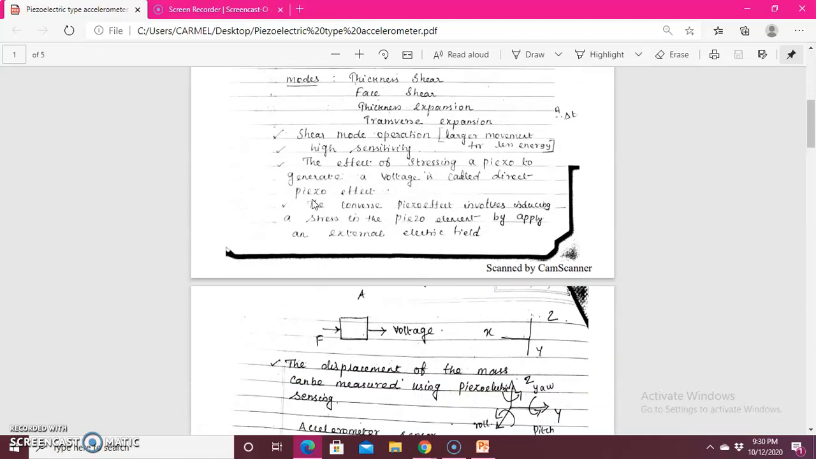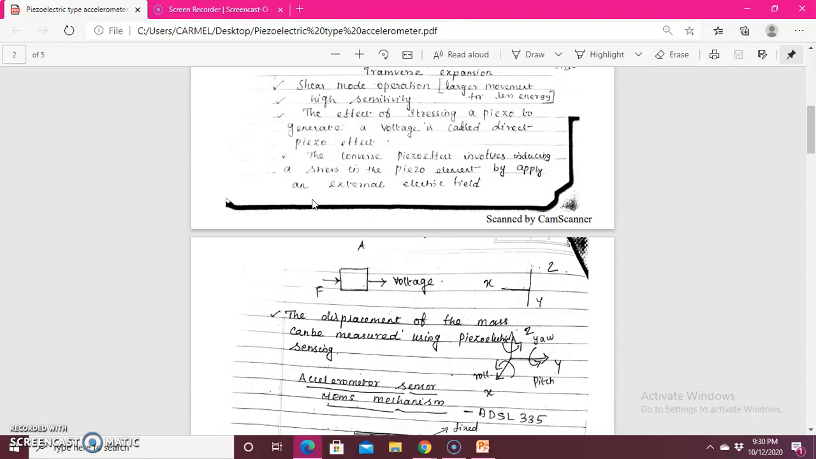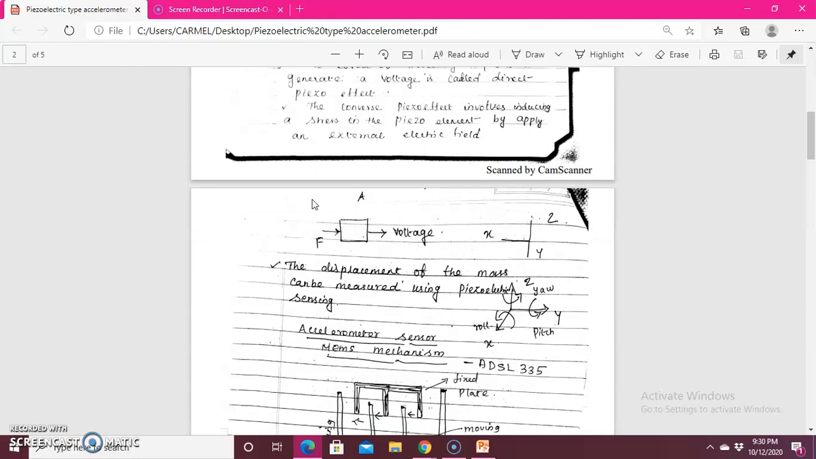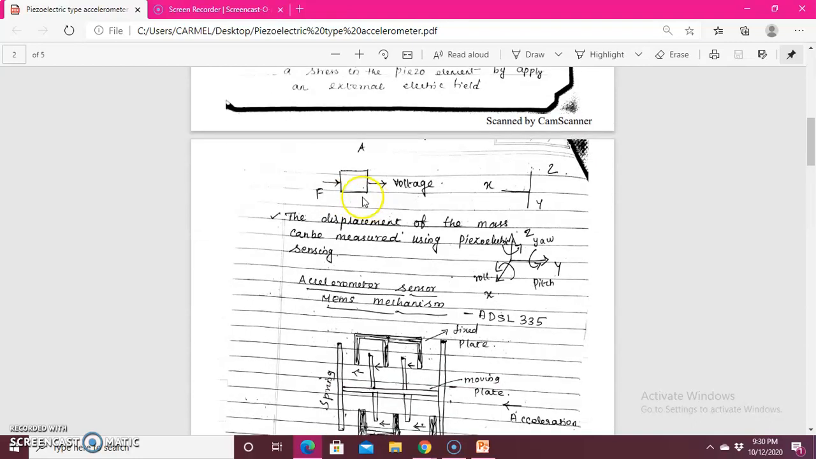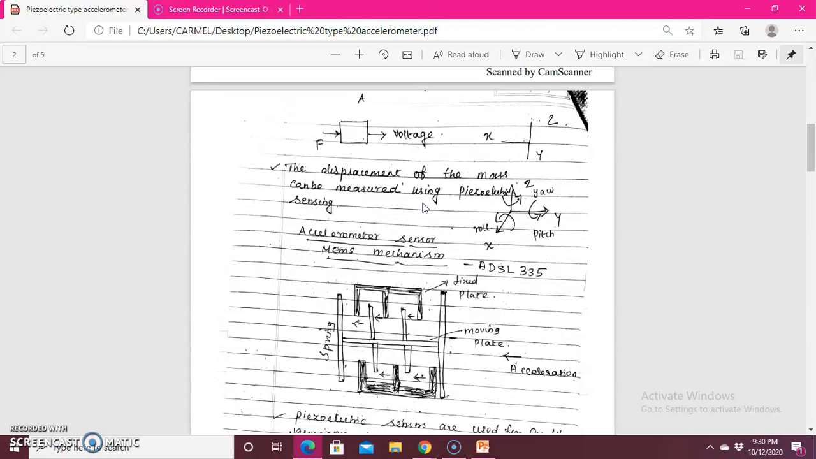The effect of stressing a piezo element to generate a voltage is called the direct piezo effect. The inverse piezoelectric effect involves inducing a stress in the piezo element by applying an external electric field. So this is your crystal: when a force is applied, there will be a deformation, so it will generate a voltage. So the displacement of a mass can be measured using a piezoelectric sensing element.